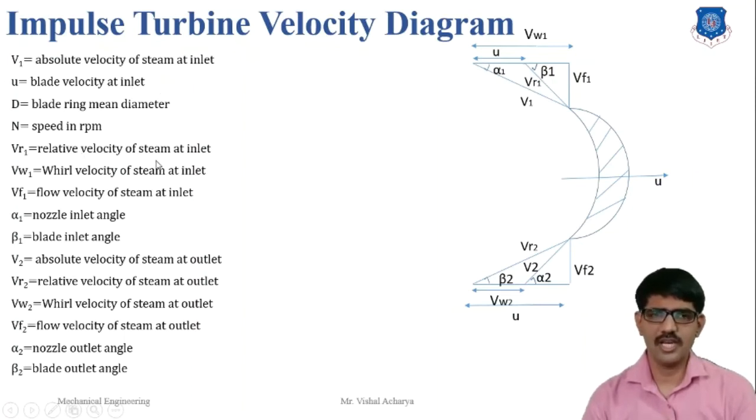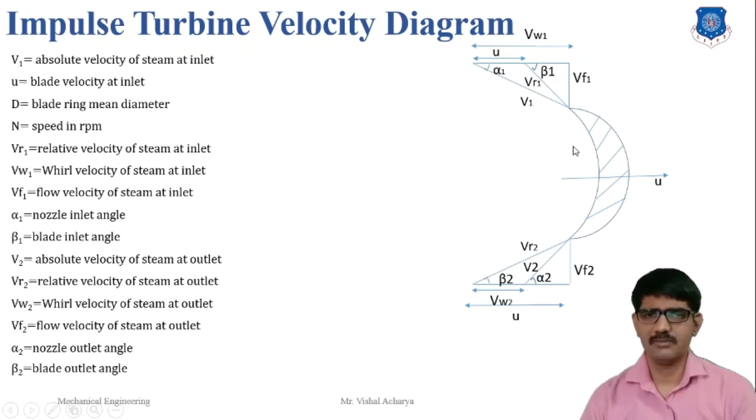Vr1 is the relative velocity of the steam at the inlet, Vw1 is the whirl velocity of the steam at the inlet, and Vf1 is the flow velocity of the steam at the inlet. Alpha 1 is the nozzle angle, and beta 1 is the blade angle for the inlet condition. Similarly for the outlet condition, V2 is the absolute velocity at the outlet, Vr2 is the relative velocity at the outlet, beta 2 is the blade angle at the outlet, and alpha 2 is the nozzle angle at the outlet. The whirl or tangential velocity at the outlet is Vw2, the blade velocity is u, and the axial velocity at the outlet is Vf2.